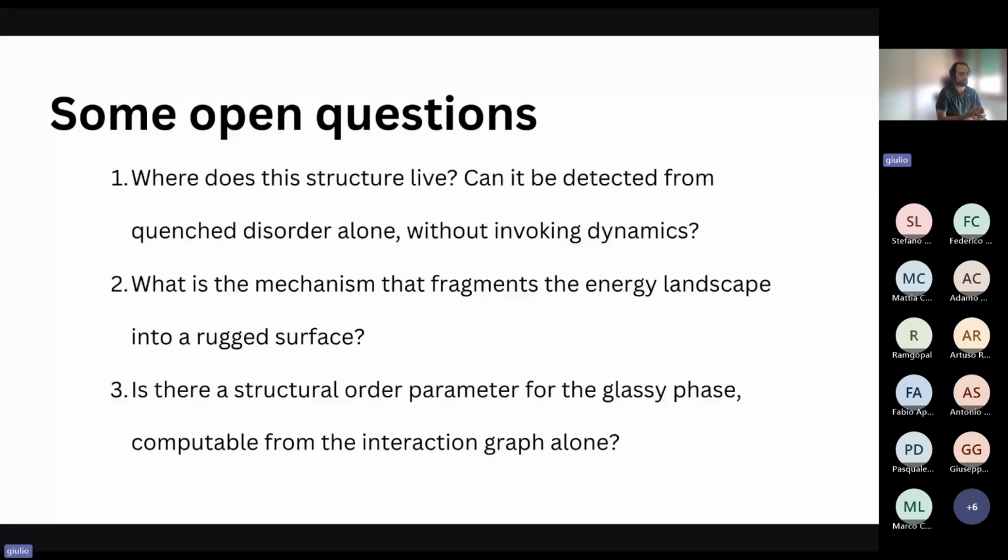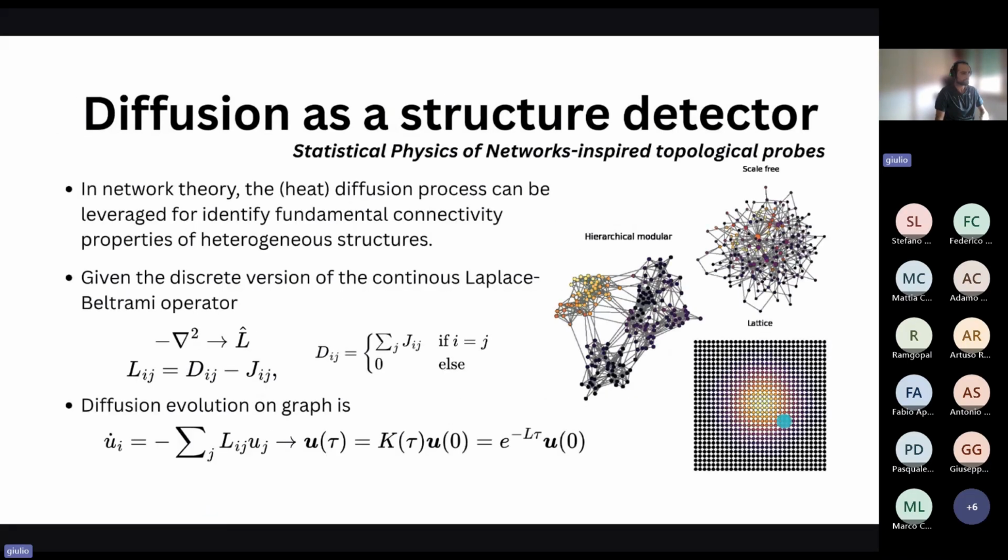Is that the structural property of the system before you start analyzing its dynamics? And what is the real mechanism that drives this fragmentation of the energy landscape? And the last one, which is related to the first two: can we identify a structural parameter for identifying this glassy phase before we even mention the energy function? And this is our last point of the introduction.